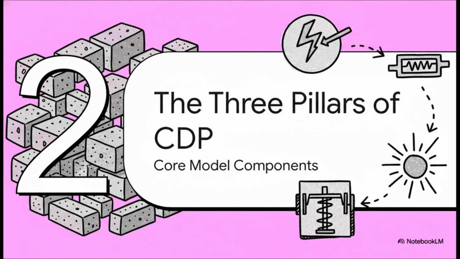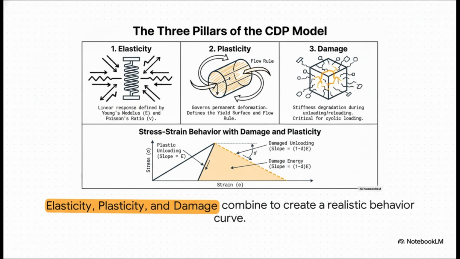Okay, let's get into the theory for a minute and see what this model is actually made of. To really get a handle on the CDP model, you have to understand the 3 different behaviors it's trying to juggle all at once. And this is a perfect illustration of those 3 pillars. First, you've got elasticity. Think of it like a spring, that initial linear response where it'll bounce right back. Then plasticity kicks in. This is the permanent bending or squishing that happens after it yields. And finally, the really crucial part for concrete, damage. This represents the material getting weaker as tiny cracks form, which is why the unloading slope on that graph gets shallower. It's the mix of all 3 that makes the simulation realistic.